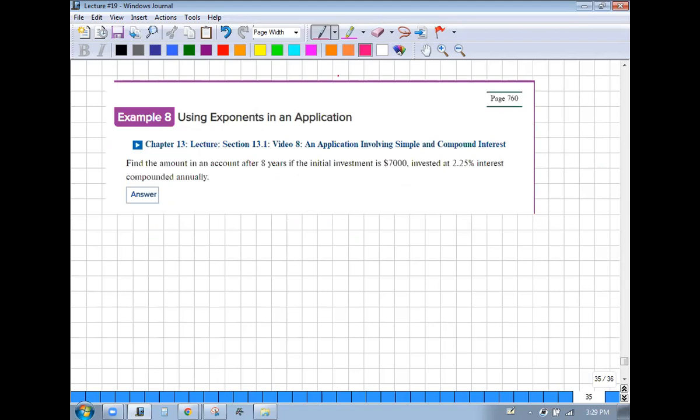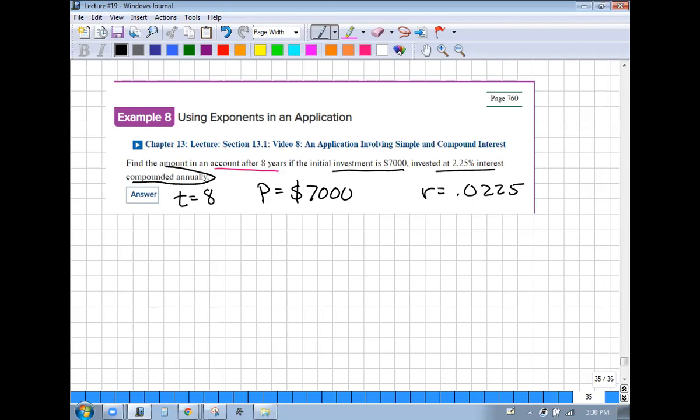Yeah, good. All right, so we have 8 years. So our T here is 8. Be careful, what if they give you months? You need to convert that to years for it to work in the formula, okay? So our principal is $7,000. Our interest rate, 2.25. Well, as a decimal, this would be 0.0225, okay? Got to convert the rate to a decimal. And they say compounded annually. What that means is it's just compounded once a year.